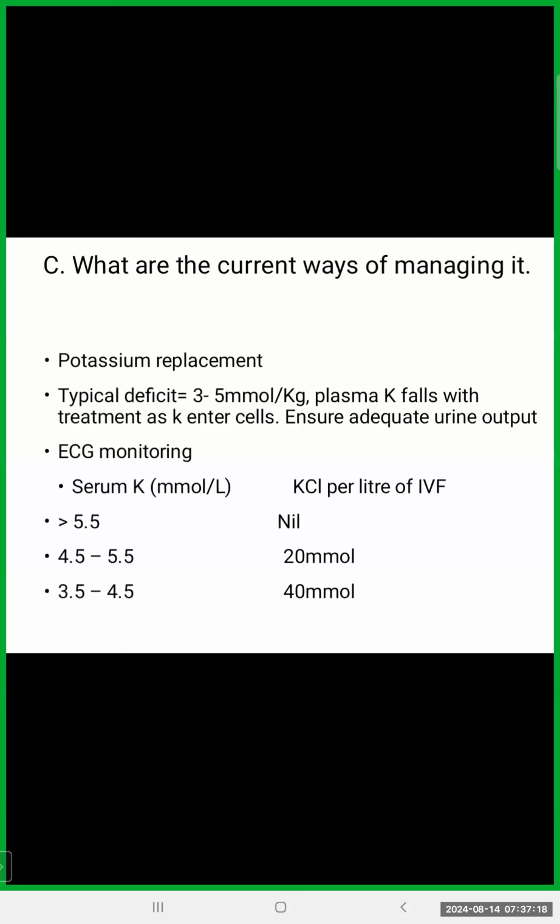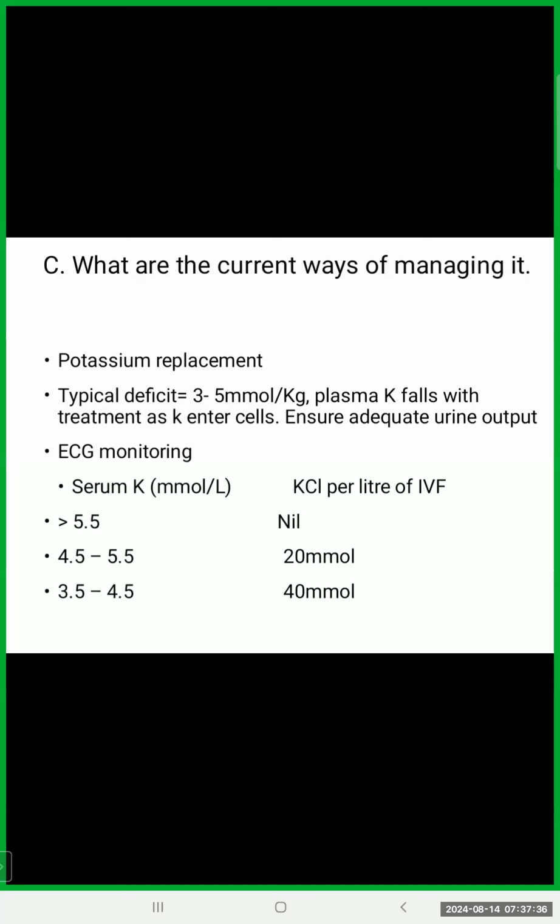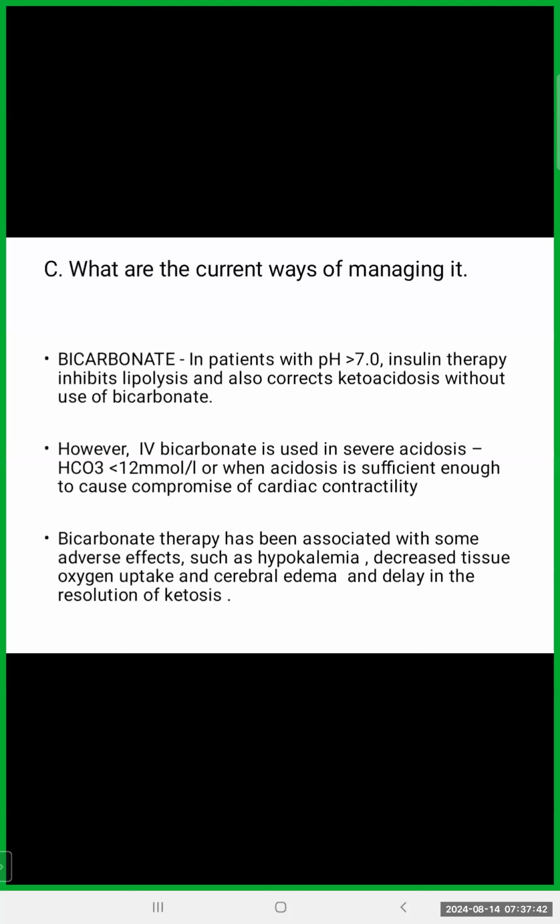With regards to potassium replacement, if the potassium level is more than 5.5, you don't need to add any KCl to the infusion. If it's between 4.5 to 5.5, you add 20 millimoles to each 1 liter of infusion. And if it's between 3.5 to 4.5, you use 40 millimoles in each liter of infusion. Then for bicarbonate, routinely, as the dehydration is being corrected and the blood sugar level reduces, the bicarbonate corrects itself. Rarely do they have to use bicarbonate therapy; most of the time the acidosis corrects itself.